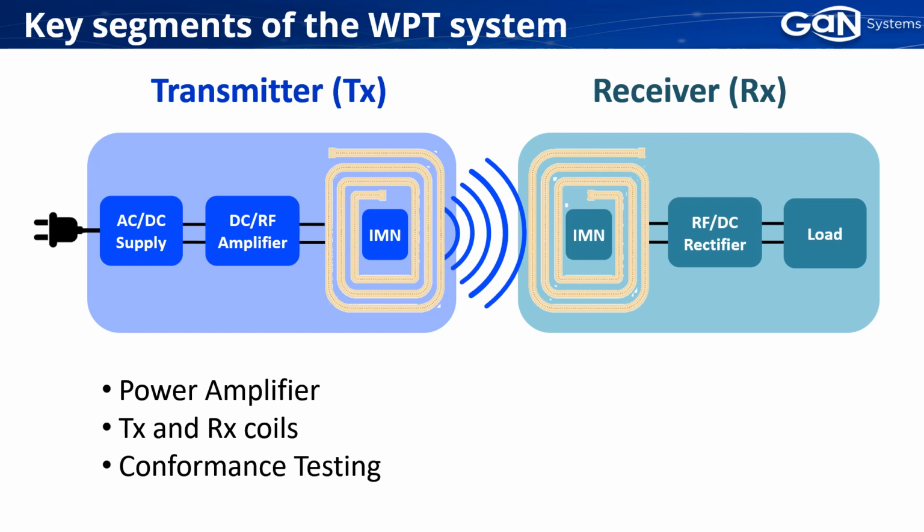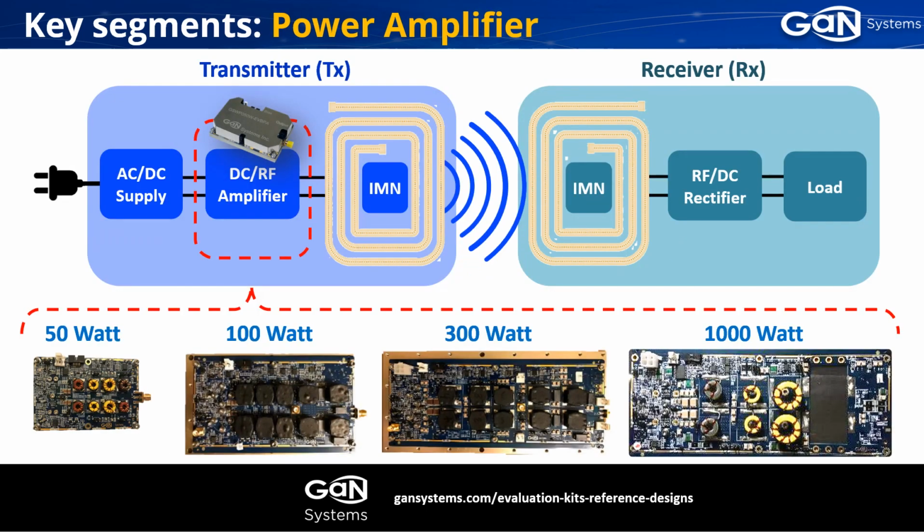So let's take a look at what that wireless power transfer system looks like. As many of you know, you've got a transmit side and a receive side. Really the key elements to this design are the power amplifier, the transmit and receive coils, and then putting it all together with conformance and regulatory testing. The first segment I'd like to talk about is the power amplifier. At GaN Systems, we've got 4 options here from 50 watts up to 1 kilowatt. Those reference designs can be purchased and downloaded at the URL you see at the bottom of the page.